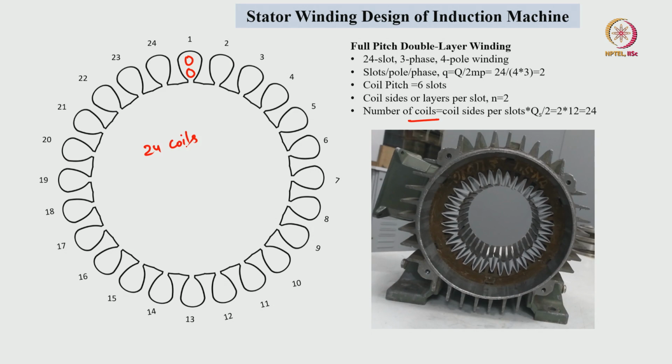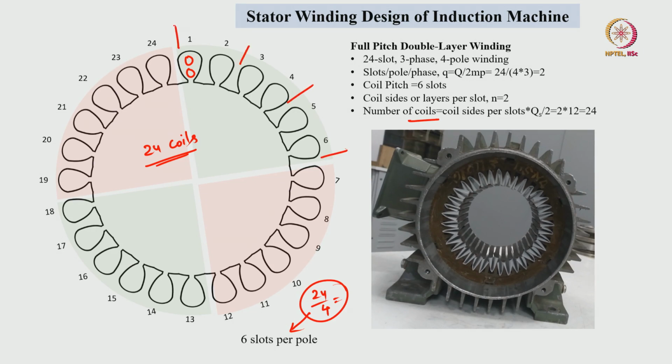We can see the coil here, this is the coil. The number of slots per pole comes to 6, because it is a 24 slot, 4 pole machine. The phase spread for each phase is 2 slots that we have to accommodate, that is, slots per pole per phase is equal to 2. Based on that, with 3 phases, the first phase will be 2 slots, the second phase will be 2 slots, and the third phase will be 2 slots under one particular pole.